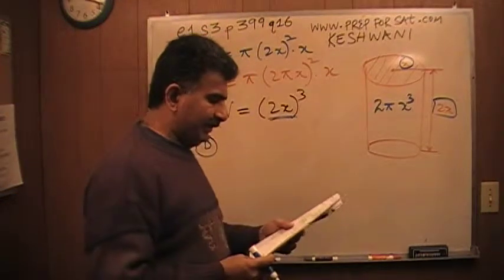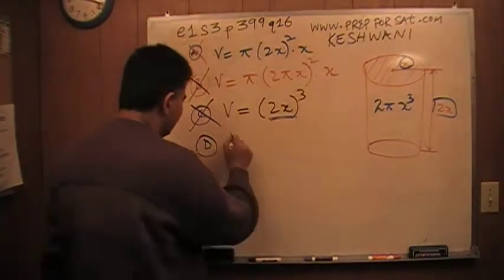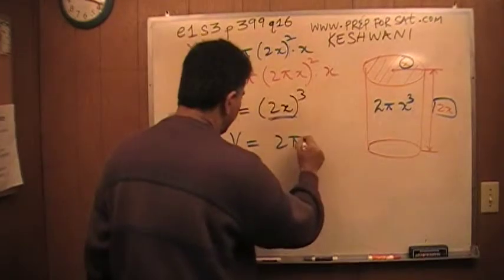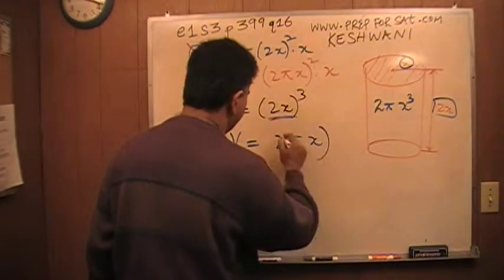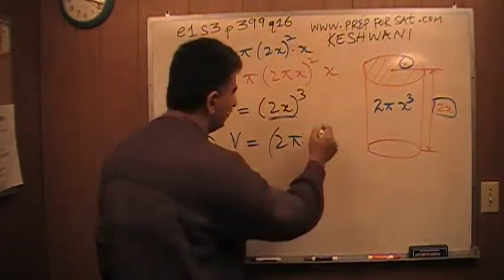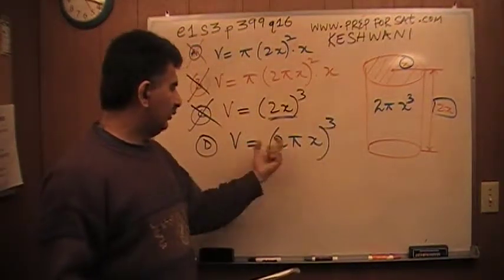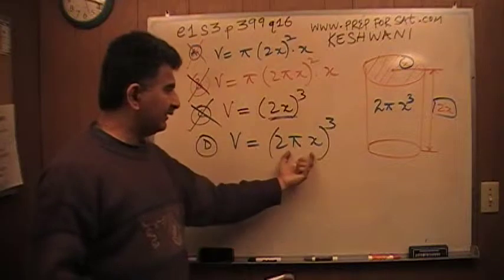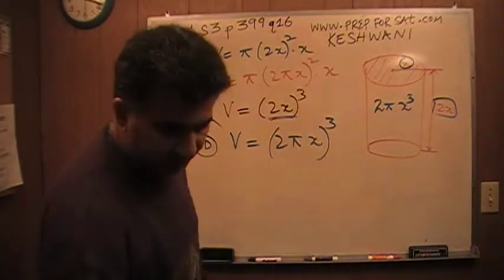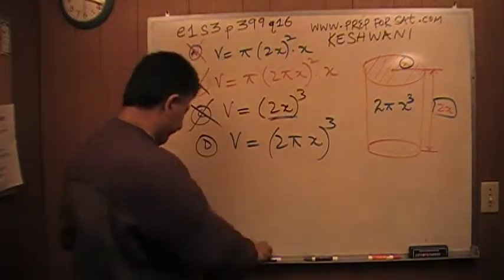Let's look at D. A cube with the edge of 2 pi x. Well, there you go, 2 pi x. At least we have a pi now. Well, let's see what happens. So that's the side of the cube. The volume of a cube is, you take the side and you cube it. Well, as soon as we cube it, I see problems. I see 2 problems.